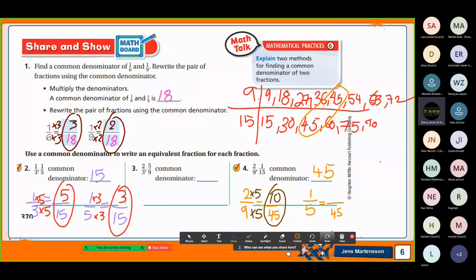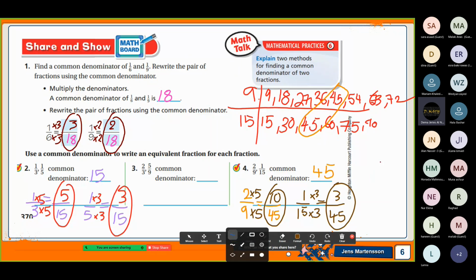The second one, how do you make 9 to be 45? The second fraction is 1 over 15, so how do you make 15 to be 45? By 3, and up by 3. So it will be 3 over 45. Thank you so much, Fernanda. Welcome.